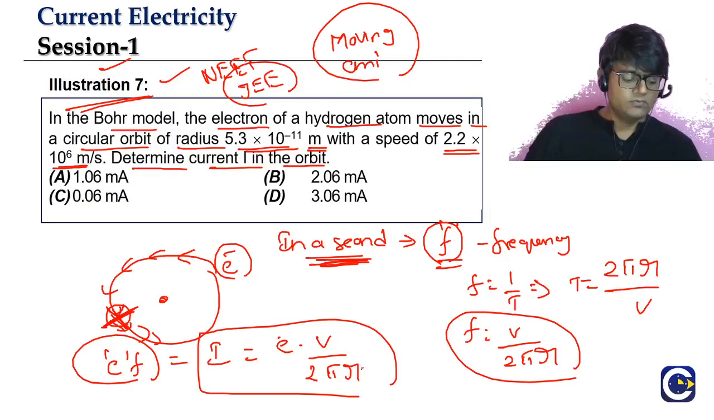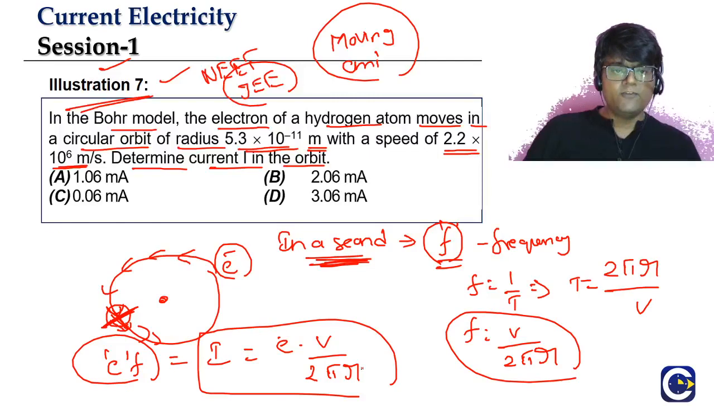What is the current value? We need to find the current value in the electron orbit. So remember, guys, the formula for current in the electron orbit is E V by 2 pi r. E is the electron charge, V is the speed of the electron in the orbit, and r is the radius of the orbit. Yes, guys, any answers?